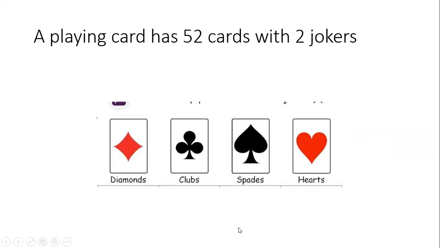So that will help you to identify when you have picked a diamond. It also helps you to identify whether you have picked a club. It also helps you to identify whether you have picked a spade. It will also help you to identify whether you have picked a heart. So these are the ways the cards will look when you play cards.